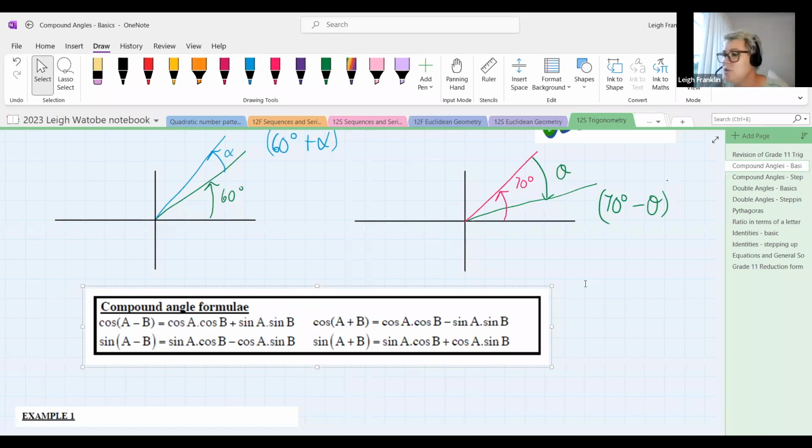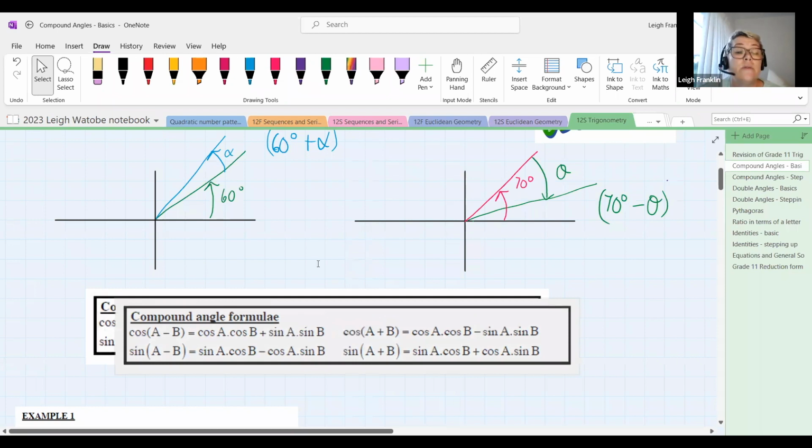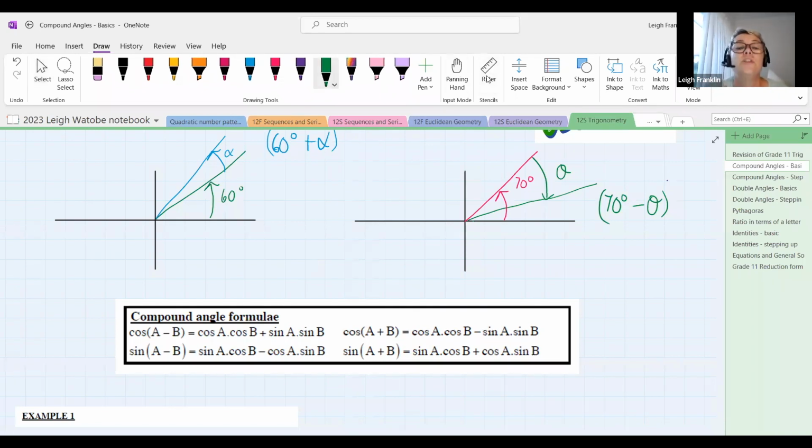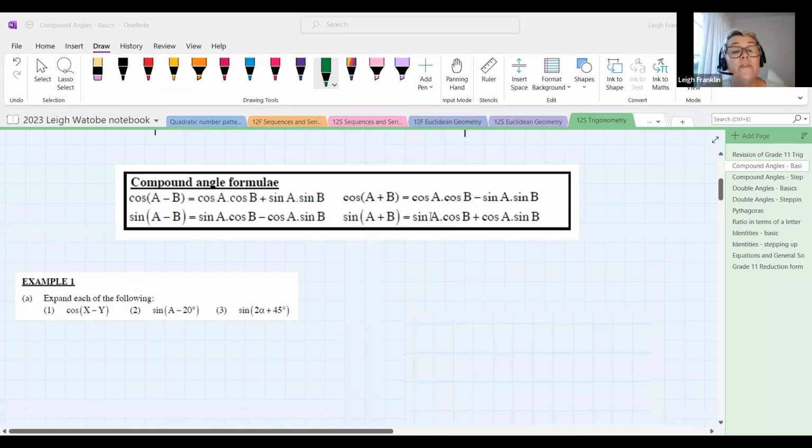A lot of us, when we do trig investigations, have to discover this. There are 4 compound angle formulae that you are expected to work with: cos(A − B), cos(A + B), sin(A − B), and sin(A + B). These will always be given to you. They're on your formula sheet. Please make sure that you copy them down correctly. It's so sad for us when we're marking matric work and you've been given the formulae and they just don't get copied down correctly.